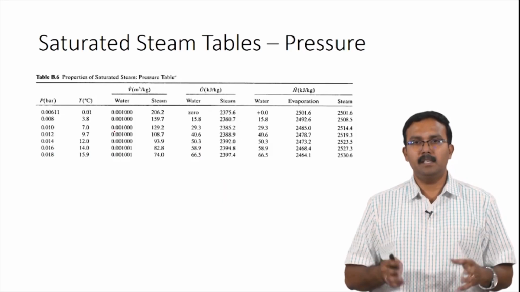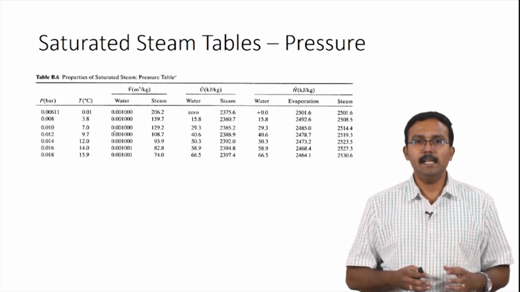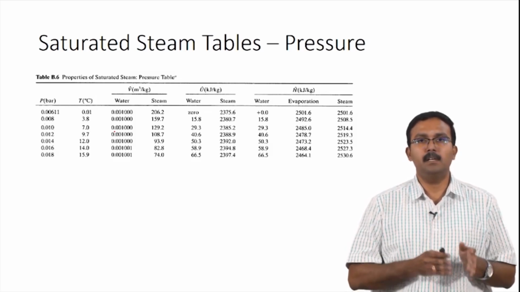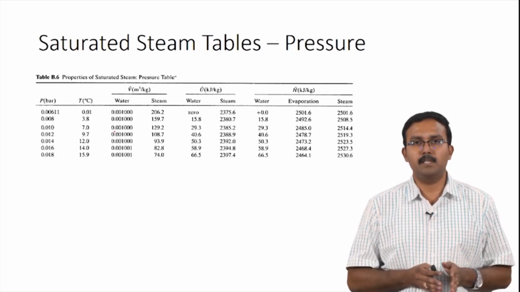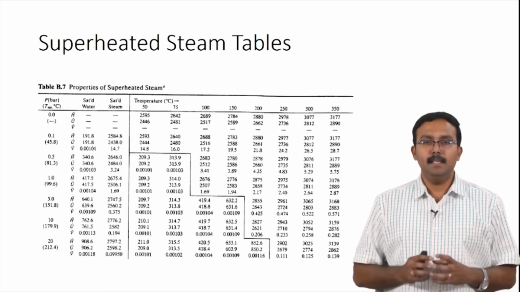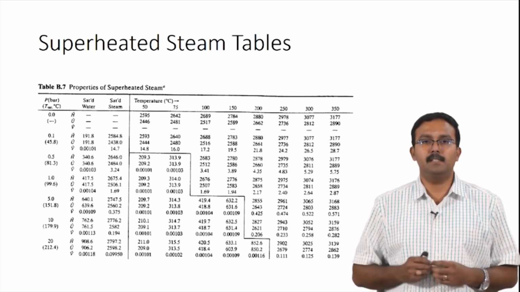You can also have a similar table in terms of pressure. What you see here is that the first column is the pressure, and for that particular pressure you have a corresponding temperature given, and the rest of the values are similar to the previous table. Other than the saturated steam tables, you can also have something called the superheated steam tables.